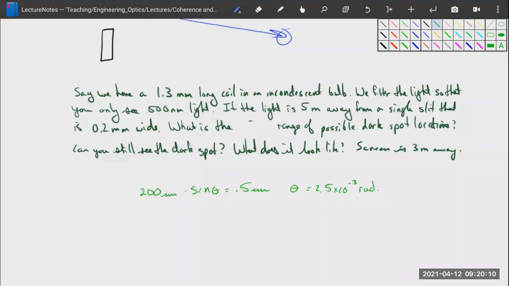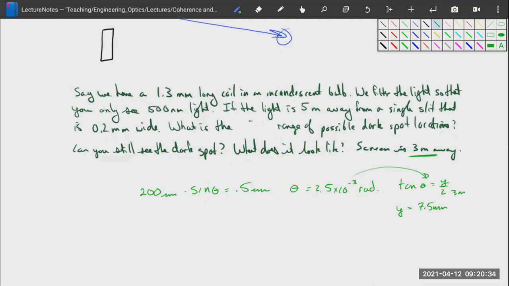If we try to figure out the location of that dark spot, again, it's going to be roughly what it was before because our wavelength is pretty similar and our distance from our screen to our slit is about the same. So tangent of theta is equal to y over L, which is 3 meters. And if we plug in our theta here, we get that y is equal to 7.5 millimeters.